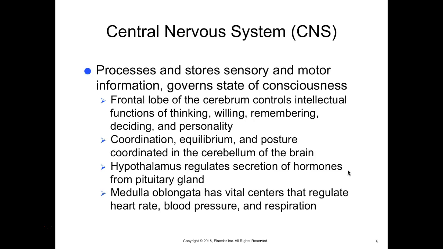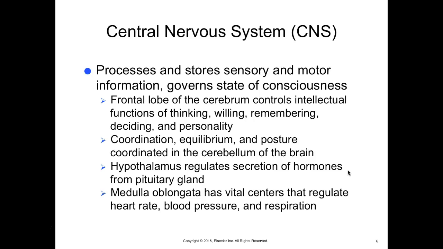All right, so the central nervous system processes and stores sensory and motor information and governs our state of consciousness. So we have the frontal lobe of the cerebrum, controls intellectual functions of thinking, willing, remembering, deciding, and personality. We have coordination, equilibrium, and posture coordinated by the cerebellum, and the hypothalamus regulates secretion of hormones from pituitary gland. So we know when we talk about the endocrine system, the pituitary gland is what we call the master gland, but it actually is under control by the hypothalamus.